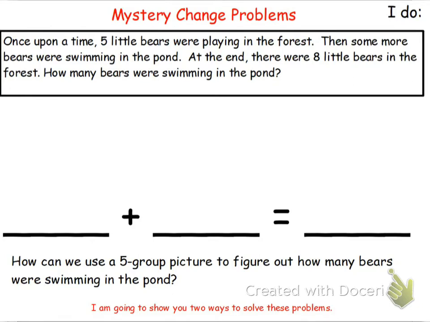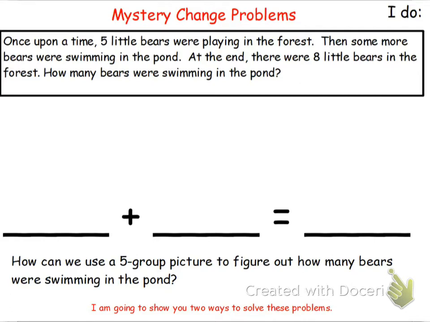So it says, once upon a time, 5 little bears were playing in the forest. Then some more bears were swimming in the pond. At the end, there were 8 little bears in the forest. How many bears were swimming in the pond? Okay, so as I was reading, I was making a math movie in my brain, which kind of helped me figure out what was going on in the word problem.